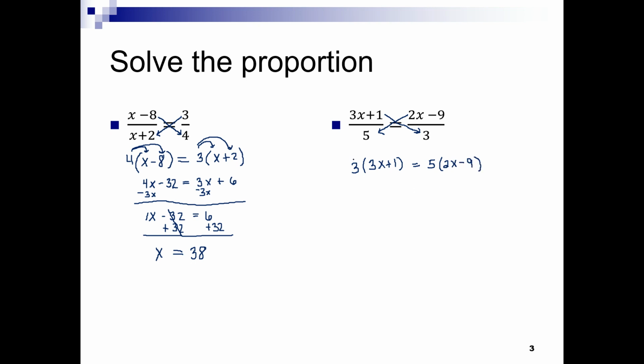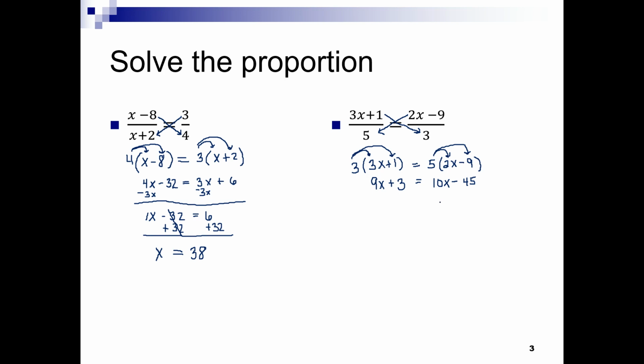Then my next step is the distributive property, and so I put my arrows here. I have 9x plus 3 when I distribute on the left. Put my arrows here, and I have 10x minus 45 when I distribute on the right.